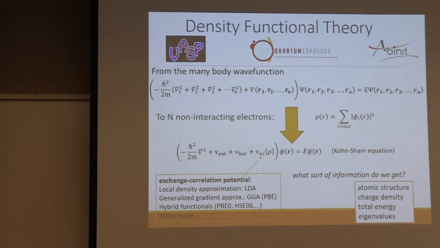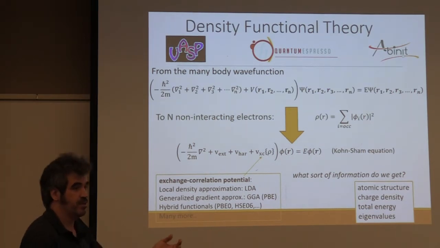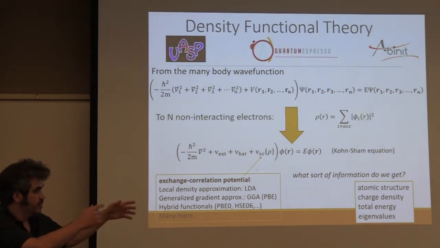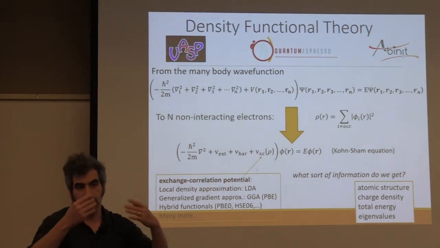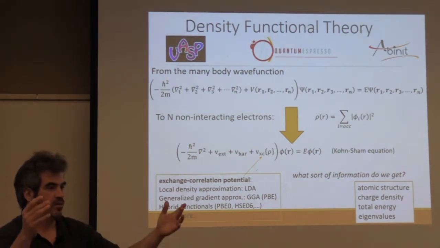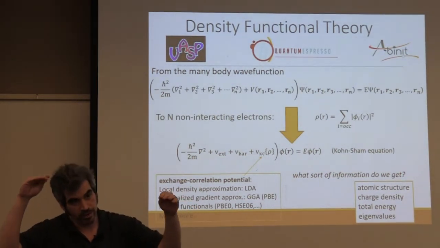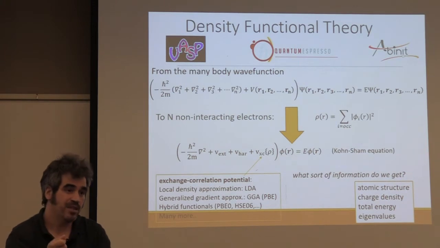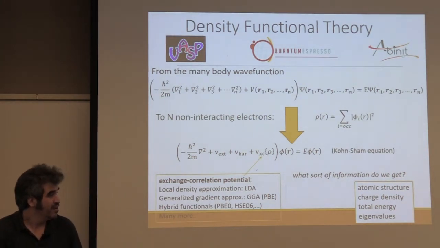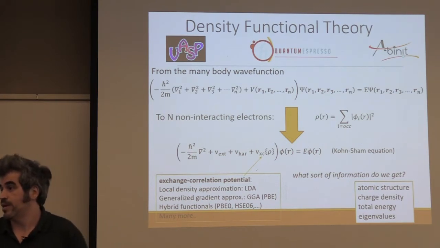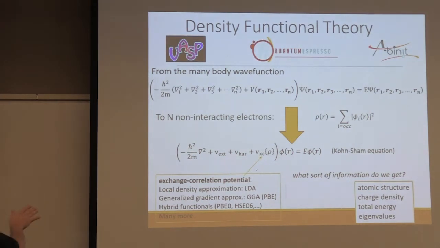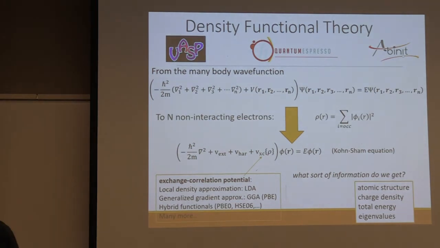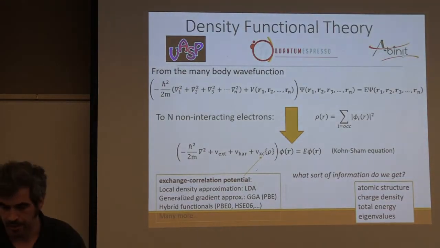But I'll just say what sort of information we can actually get out of calculations like this. What you can get is atomic structure. You put in an atomic structure, you calculate the wave function and the Hellmann-Feynman forces, you relax it, and the atoms move according to the potential energy surface and you find relaxed states. So you get the final relaxed atomic positions, the charge density associated with that, the total energy of the system, and you also get eigenvalues. They're the single particle eigenvalues associated with the Kohn-Sham equation. So that's the basic information we get out.